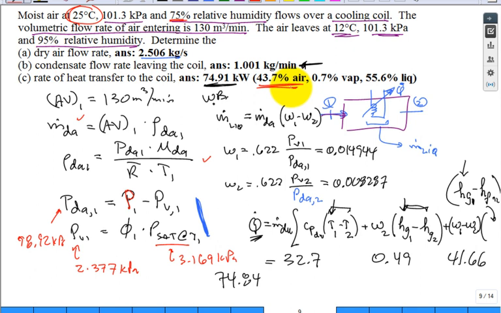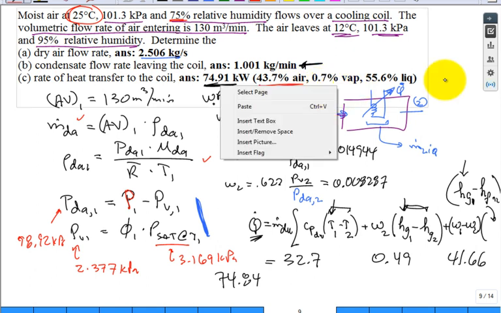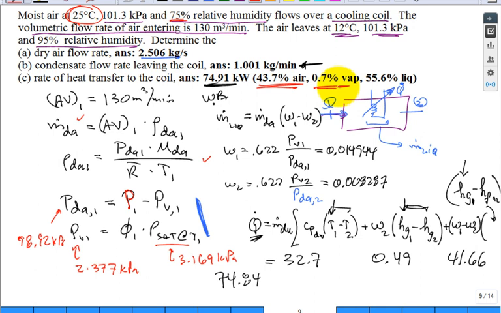44% of the cooling load is due to the sensible cooling of the dry air. 0.7, come on, we're engineers. Negligible. Sensible cooling of the vapor that stays vapor. But a whopping over 50%, 55%, is due to latent load on that coil, meaning you're condensing water. You're removing humidity as you condense it.